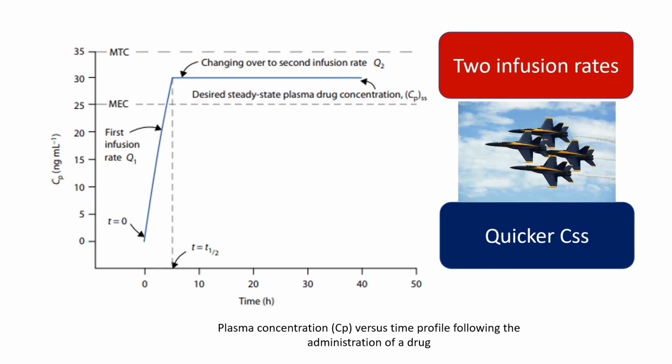Just want to add one more slide: there is another way to reach the steady state plasma concentration quicker, apart from a loading dose. That is by using a first infusion rate and then slowing down. Here we have a very first infusion rate, that is Q1, and after it reaches the steady state plasma concentration, we can move to a slower infusion rate. It is a little bit advanced how to calculate these two infusion rates, and we will not discuss this here, but you can try and read about it.